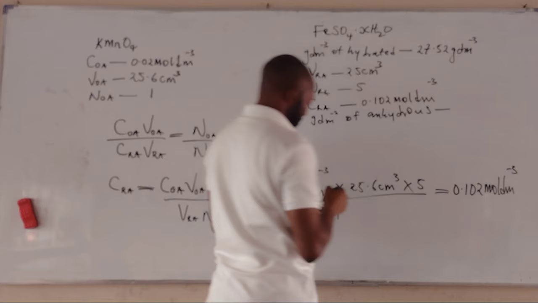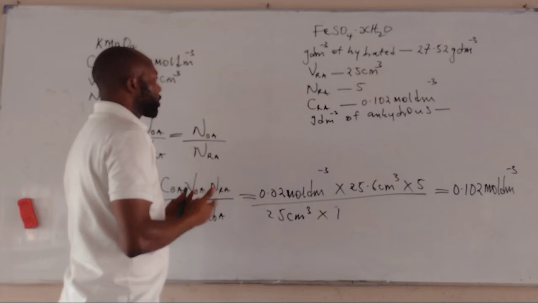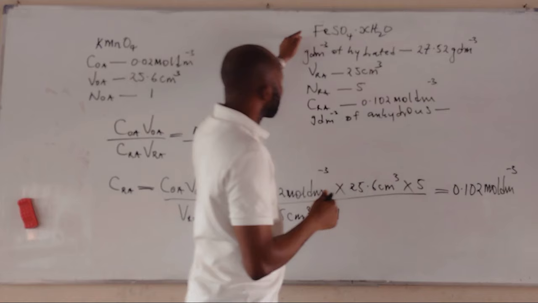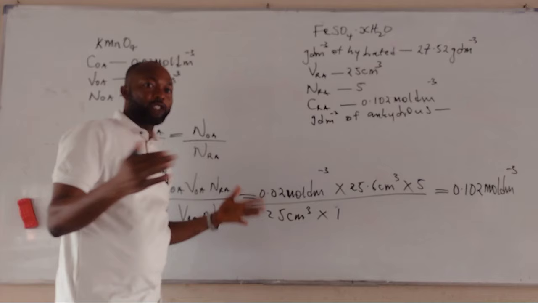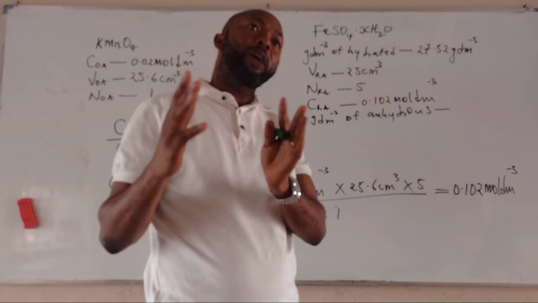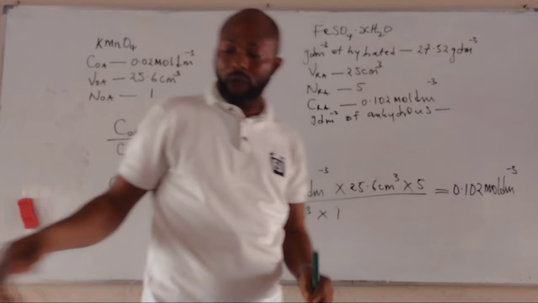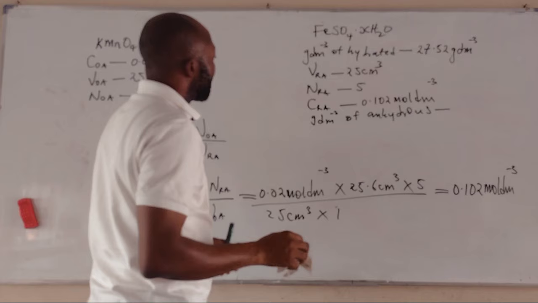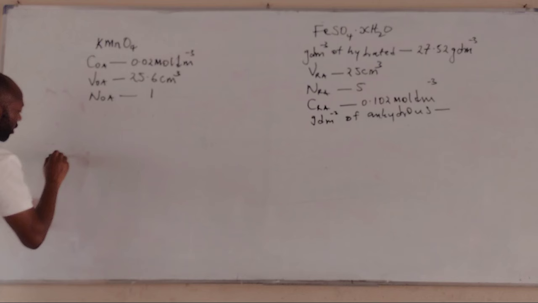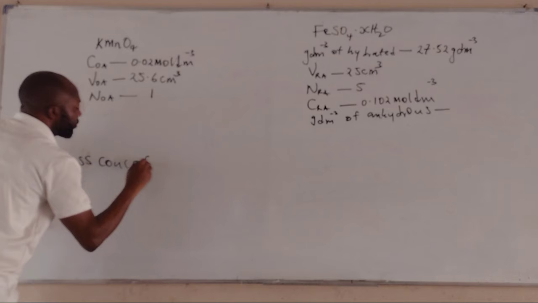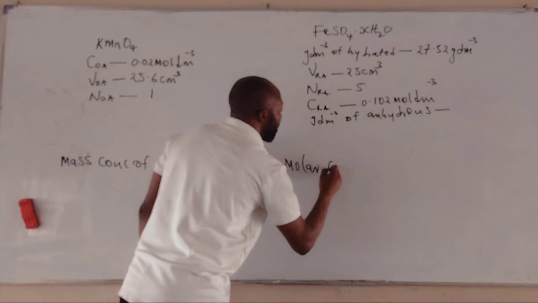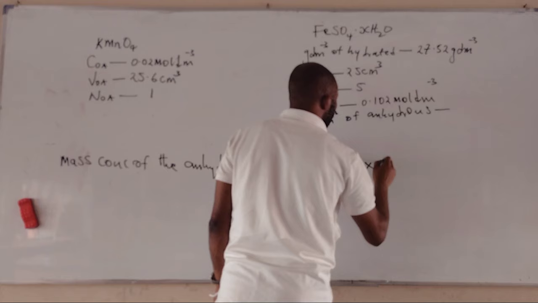Now that we have gotten this, I have to calculate the mass concentration of the anhydrous. Mass concentration is molar concentration times relative molecular mass, which means I'll be looking for the relative molecular mass of this. I know why I'm doing that, because the formula says relative molecular mass of hydrated over mass concentration of hydrated is equal to relative molecular mass of anhydrous over mass concentration of anhydrous, as the case may be. So now let us get the mass concentration of the anhydrous. The mass concentration of the anhydrous salt, the anhydrous reducing agent, is equal to the molar concentration of that times relative molecular mass.